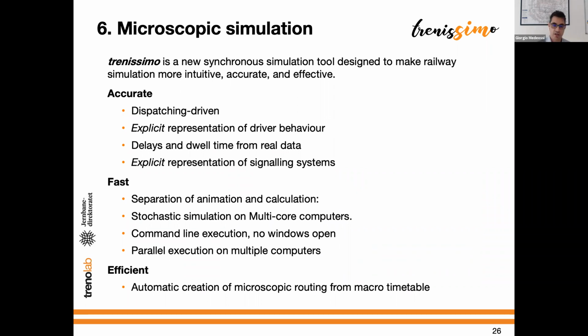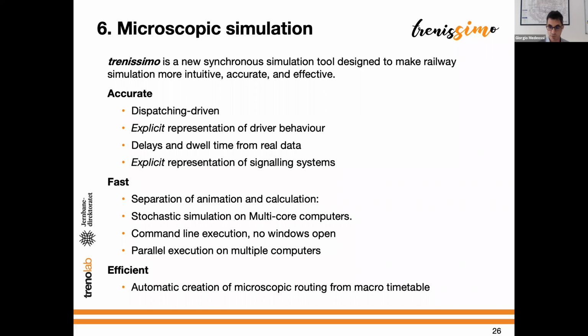TRENissimo is a state-of-the-art simulation tool designed, based on the experience of its predecessors, to be more intuitive, accurate, and flexible. In particular, we say that it is accurate because trains are driven by a real dispatching system, because there is an explicit representation of the driver behavior.